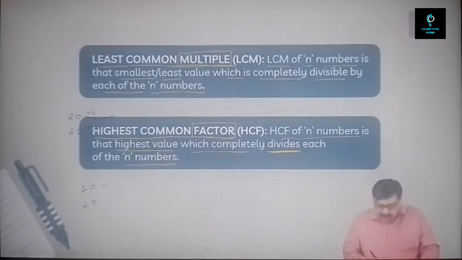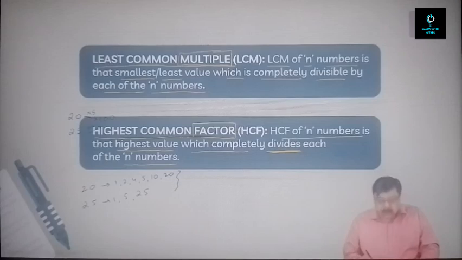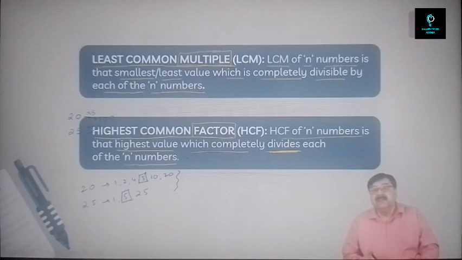You know that factors of 20 are 1, 2, 4, 5, 10 and 20, and factors of 25 are 1, 5 and 25. So out of these groups of factors, 5 happens to be the highest number which will divide both 20 and 25. Beyond 5, we have 10 and 20. Beyond 5, we have 25, but nothing else is common here apart from 5. So 5 happens to be that highest common factor which will divide both 20 and 25.